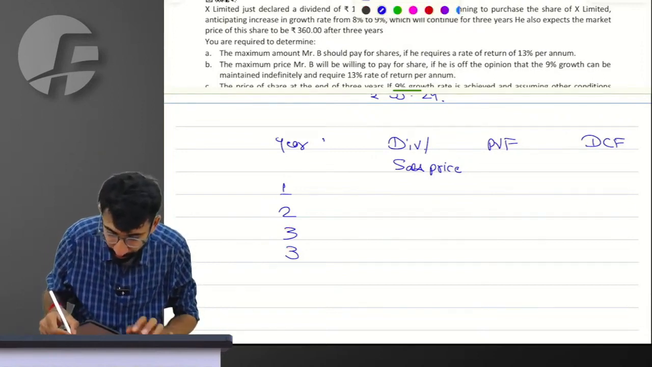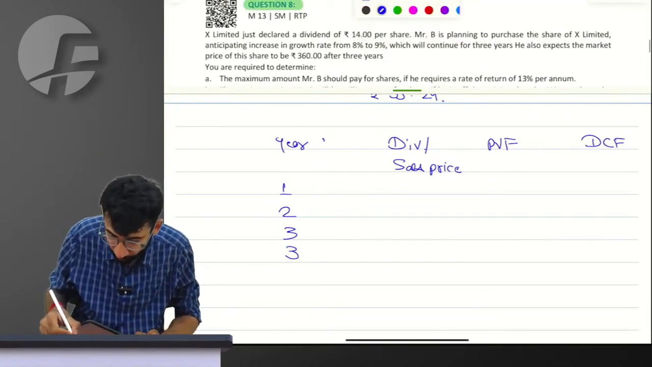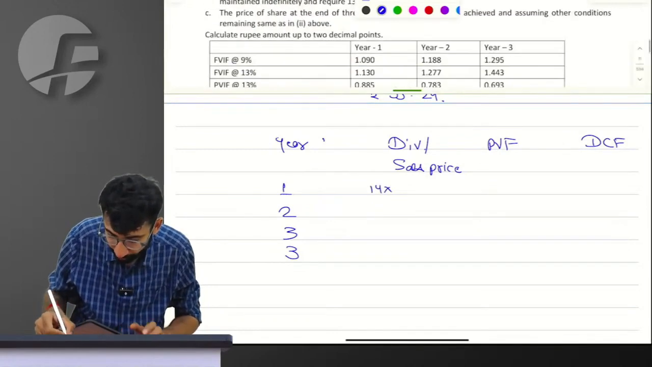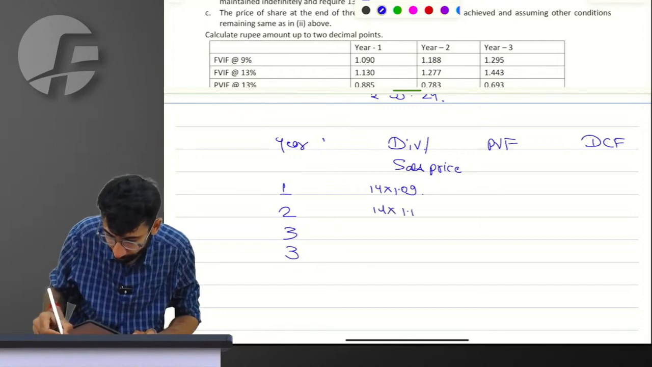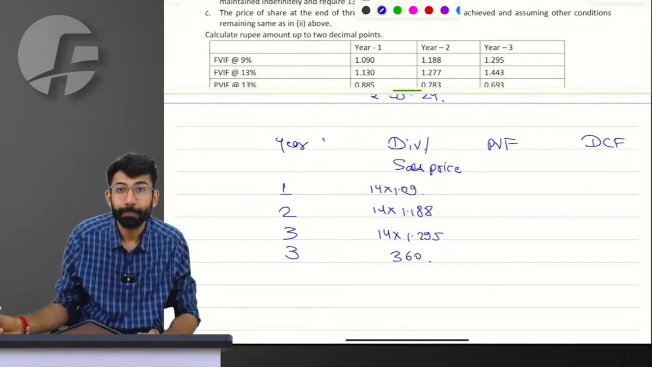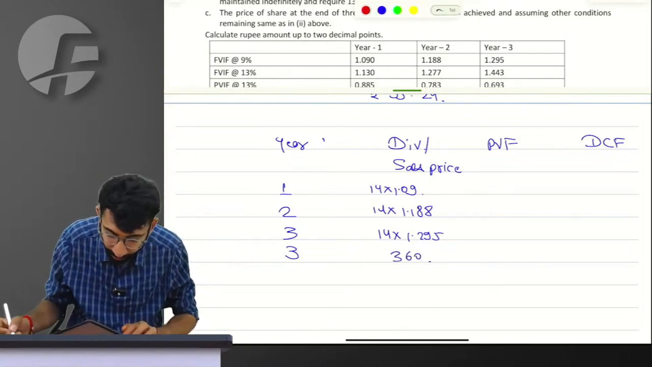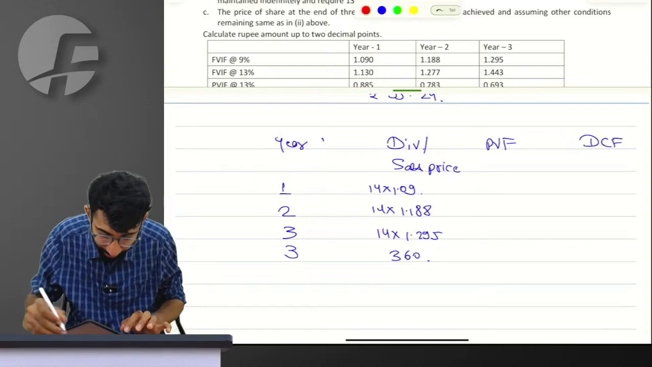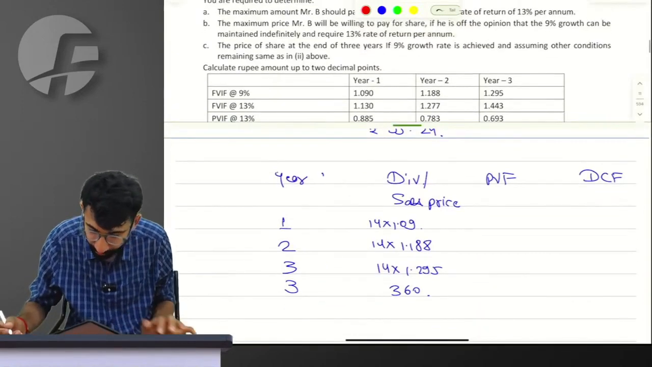Sir, what will be the dividend for the first year? It will be 14 into the given factor of 1.09. What will be the dividend of the second year? 14 into 1.188. Third one is 14 into 1.295 and the sales price is 360. Then I write down the present value factor. Have I been given the present value factors, people?